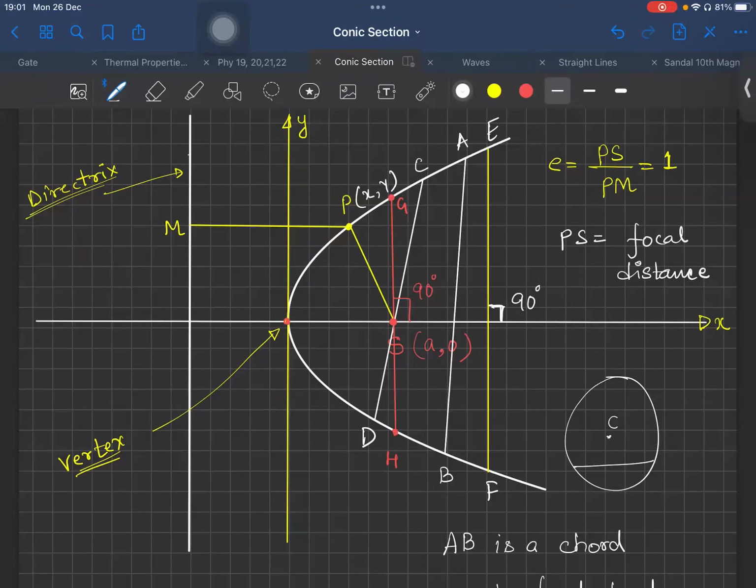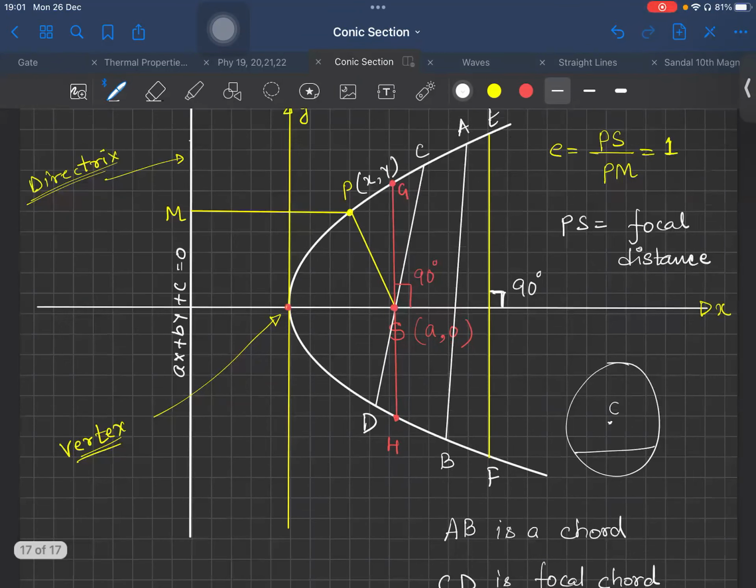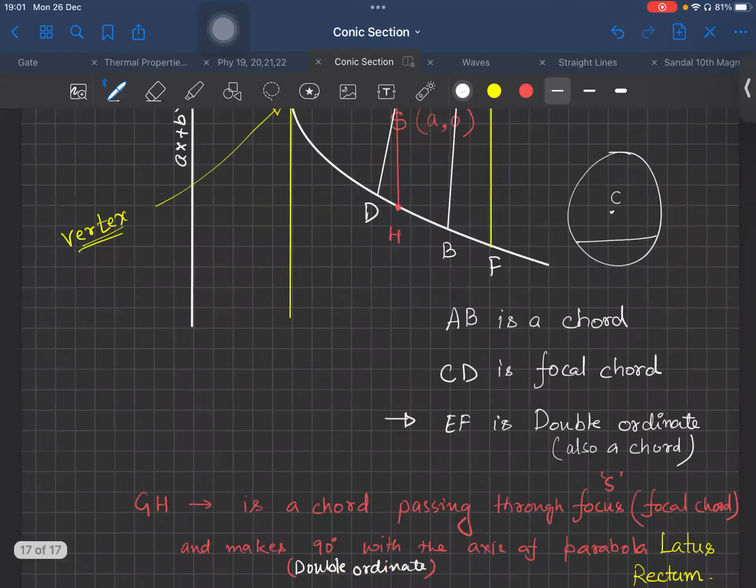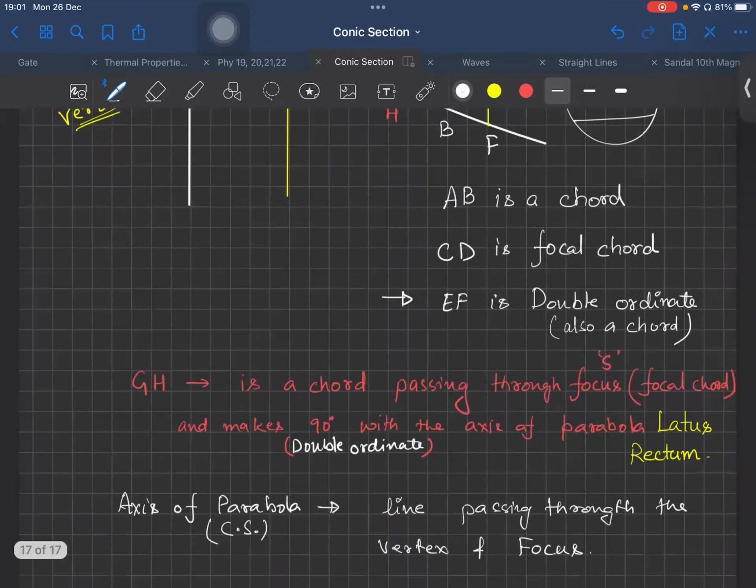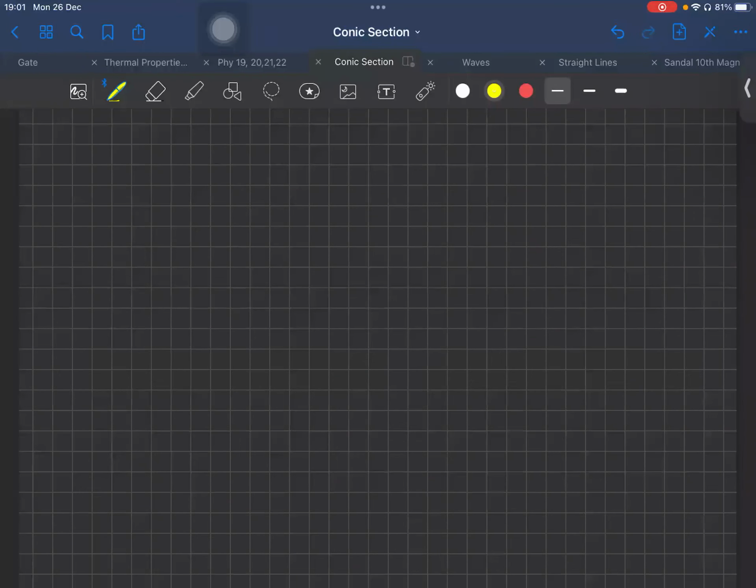This is the simplest parabola that I have taken here. This line is called the directrix. Of course, I forgot. It is a straight line, so its equation can be written as ax plus by plus c equals 0. This is the general equation of the directrix. We have to find the values of a, b, and c, or they will be given in the problem. We will discuss it more. Also write down that for a parabola, eccentricity is always 1.